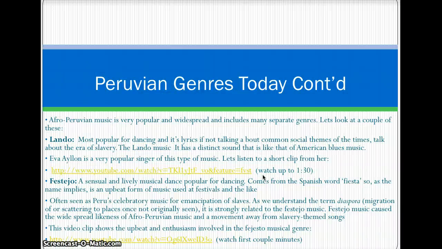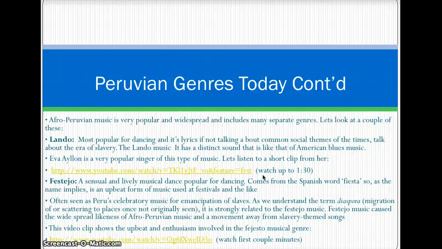Genres that we're going to talk about are the Afro-Peruvian music. It's very popular and widespread and includes many separate genres, so we're going to look at a couple of these. First is the lando. It's the most popular for dancing, and its lyrics, if not talking about common social themes of the times, talk about the era of slavery.